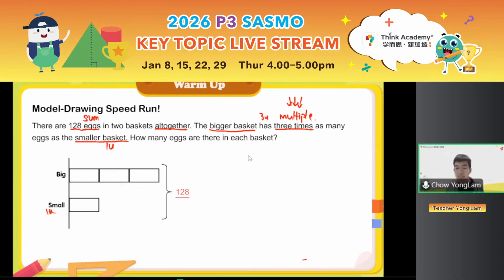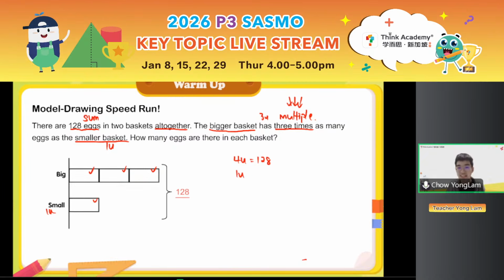So what we do now is to find out what is the value of 1 unit? Like I said, it's okay if you couldn't finish it. Listen carefully. That's the most important thing, because today we are jam-packed with a lot of useful information. So how many units are there in total in my 128? It is 1, 2, 3, 4. 4 units. So actually we know 4 units is equal to 128.